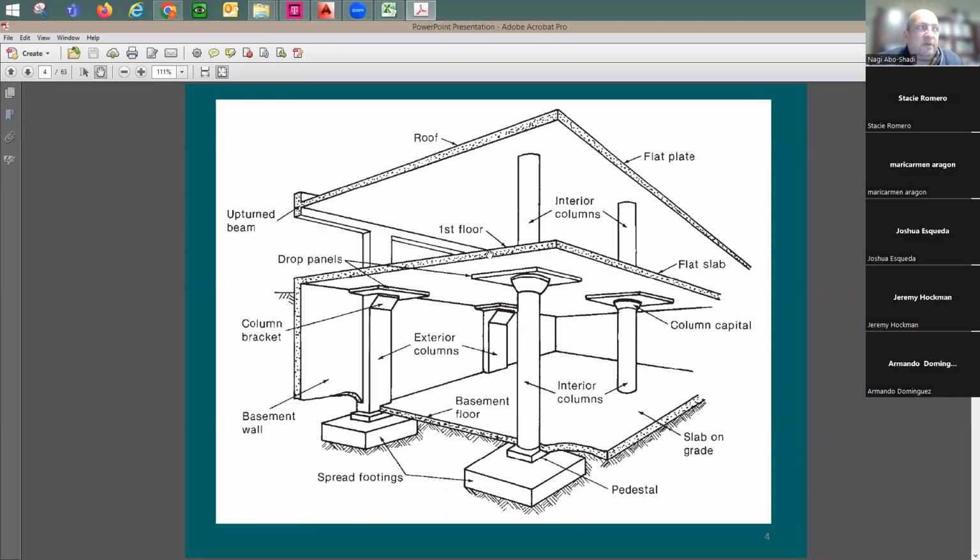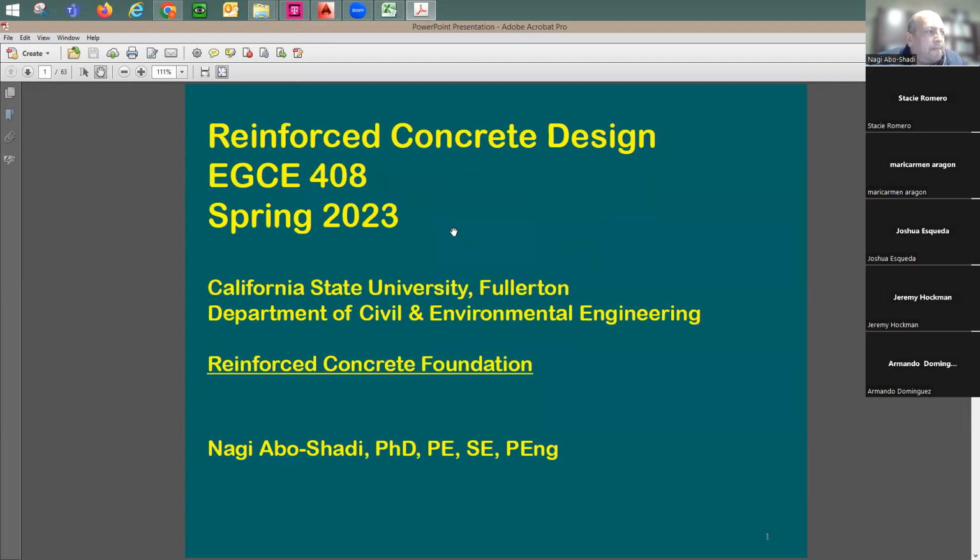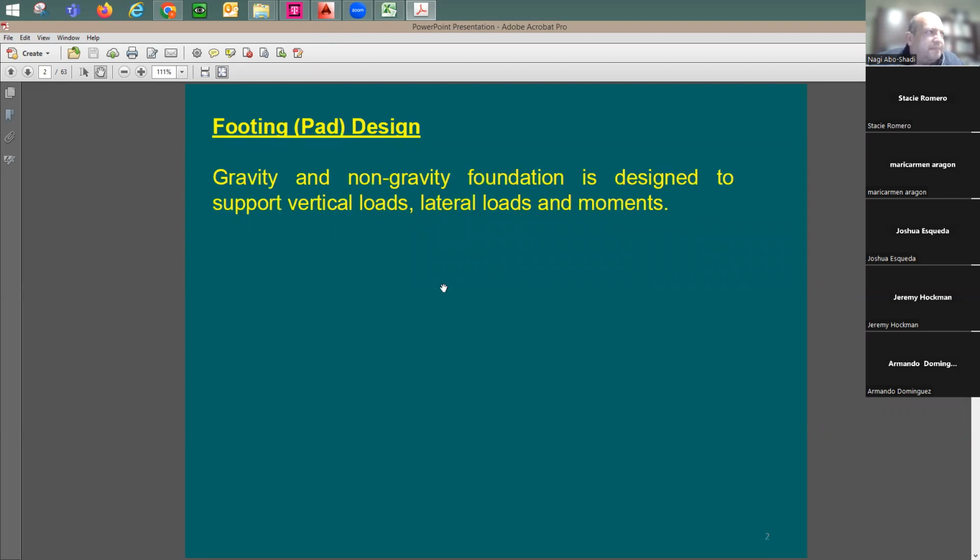So last time we started the slide set for the foundation design. In this case, a reinforced concrete foundation supporting only gravity loads. Gravity load means dead load and live load. So seismic or wind forces are not included in here.